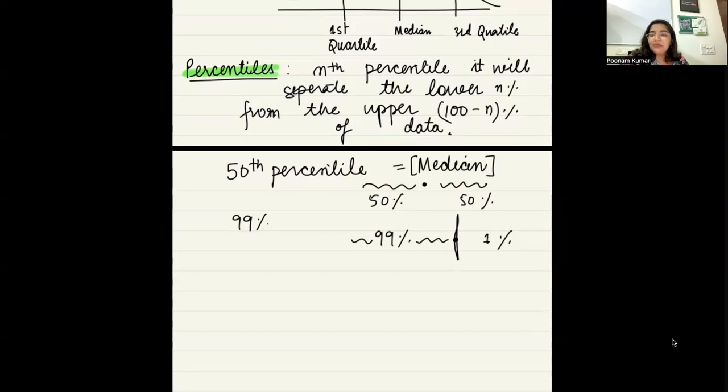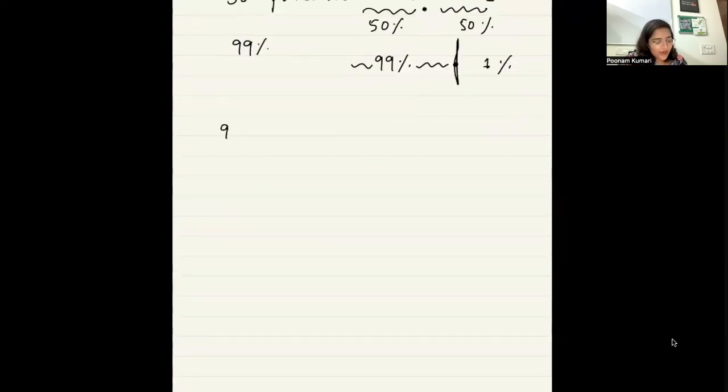So in your exam, if you get a score of, let's say, 97 percentile, that doesn't mean you scored 97%. That doesn't mean you scored 97 marks out of 100. That means out of all the people who gave the exam, 97% of people had marks which were lower than you, and only 3% of people had a score which was higher than you, right? This is the meaning of percentile, okay?